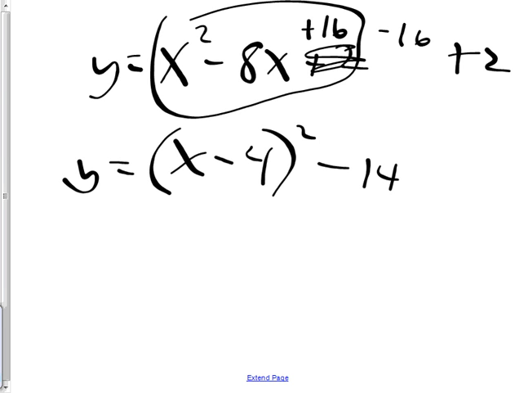Okay, now what if they asked you for the vertex of that? That'd be pretty easy, wouldn't it? What is it now? 4 comma negative 14. Okay, and then from there, would you be able to tell me if that vertex is a maximum or a minimum? What is it?